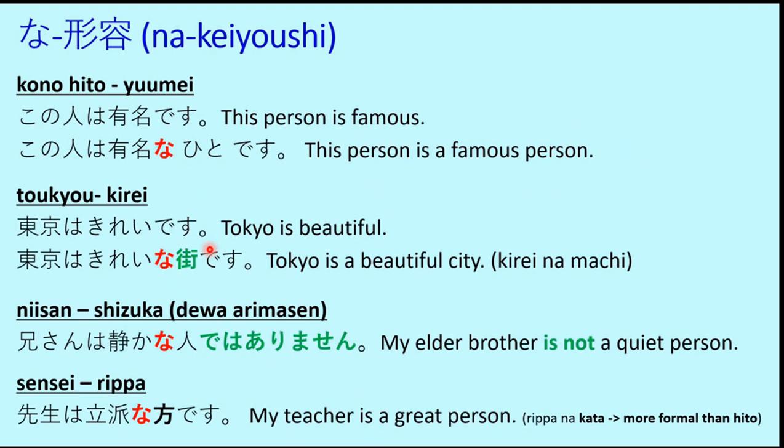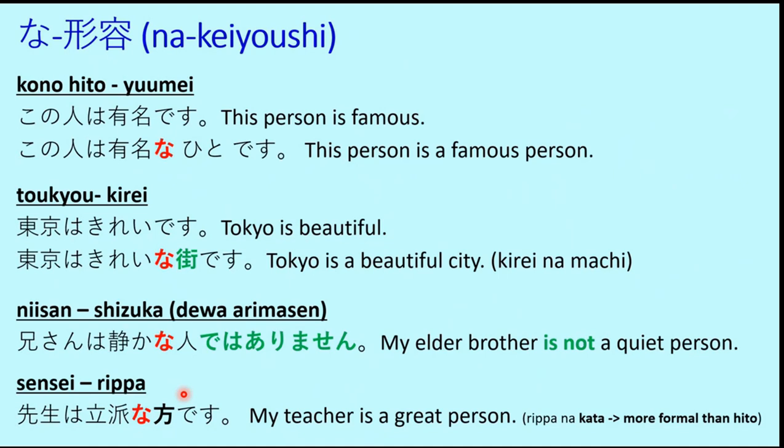Sensei rippa. Sensei wa rippa na kata desu. So here you can see this is no longer hito, but it is kata. So what is kata? Kata is like hito only, but it has more respect and weightage. We use kata when we talk about someone elder, someone highly qualified, or someone highly respectable.